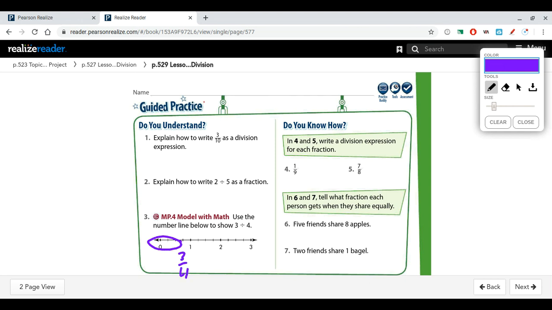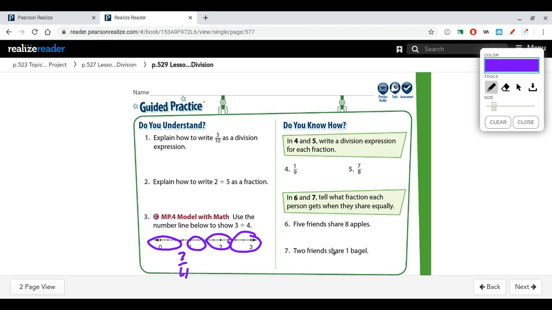And then I'm going to do 1, 2, 3. There's my second one at the 1 1/2 mark. 1, 2, 3. There's my third one. 1, 2, 3. There's my fourth one. So there's 3 divided by 4. So each person would get 3/4. So my answer here would be 3/4.